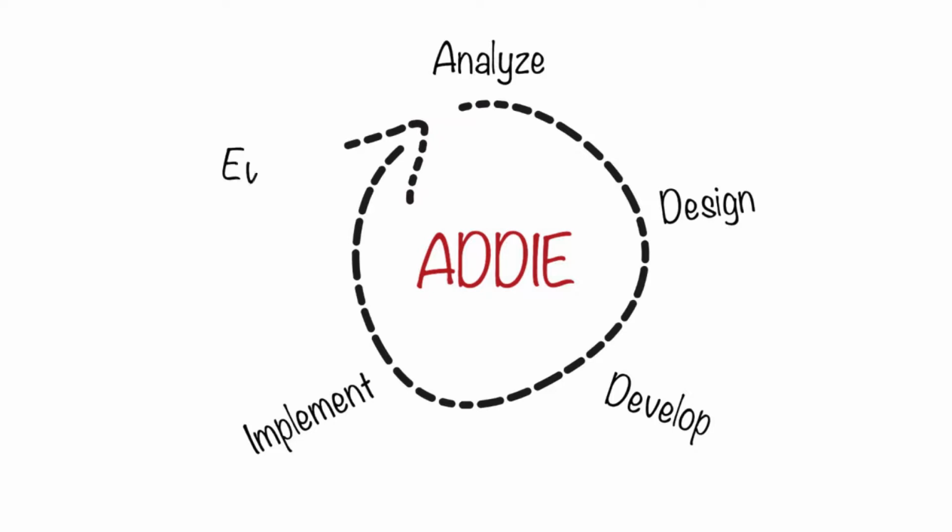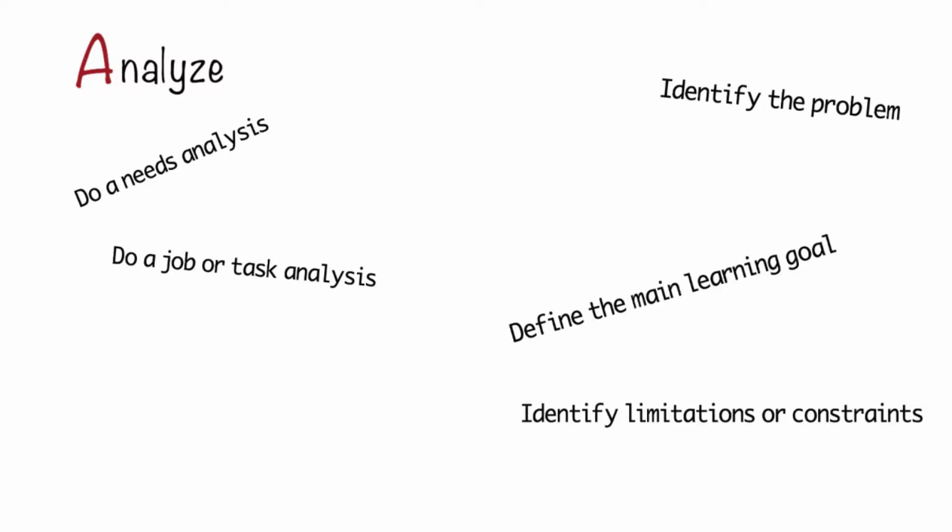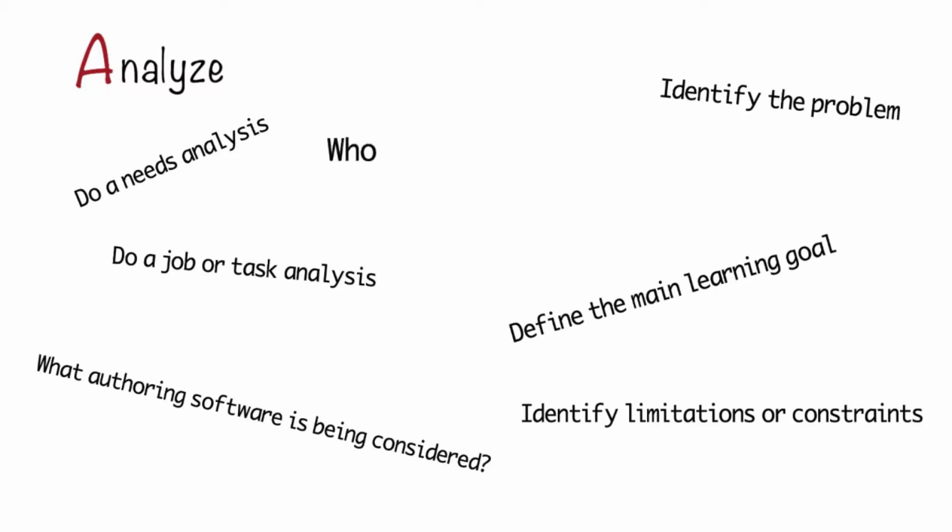Let's take a look at some of the activities in each of the phases. The first phase is analysis. This is where you identify the problem and determine if training is the right solution. Then you may do a needs, job, or task analysis, articulate the learning goals from the organization's perspective, begin to think about course and content authoring, and most importantly, determine who the learners will be and what their needs are.